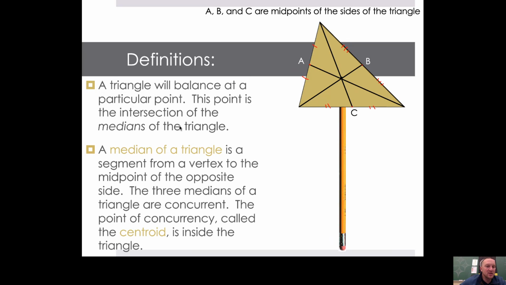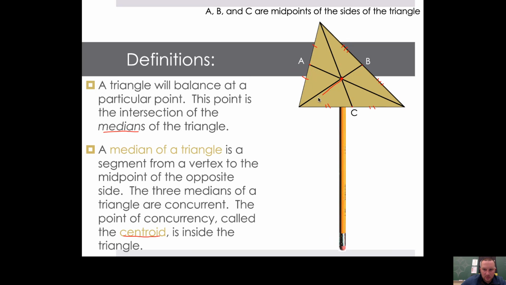This point is the intersection of the medians of a triangle. Well, what is a median? It's going to tell you here that a median of a triangle is the segment that goes from a vertex to a midpoint of the opposite side. Now you can do that from every single vertex. So there are 3 medians in a triangle, and where they cross is a special point. That special point is called the centroid. That's the balance point of a triangle.